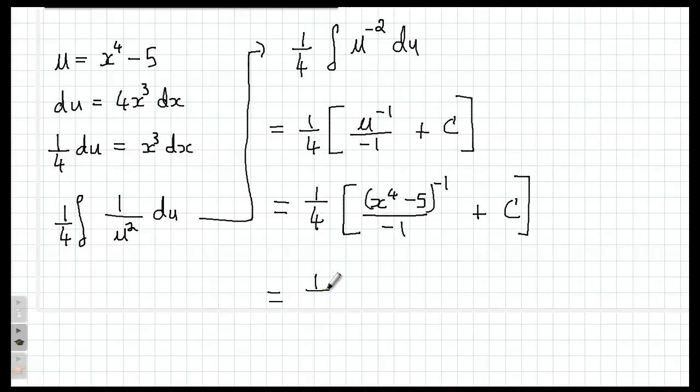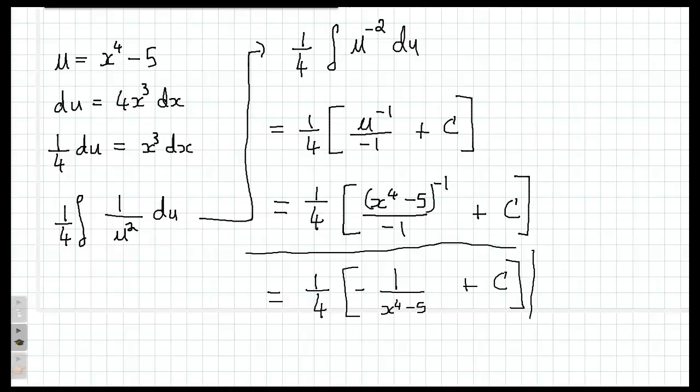Now I'll get 1 over 4 multiplied by, well, this negative 1 can just go outside as a negative, and this here would be 1 over x to the power of 4 minus 5, because it's to the power of negative 1, so it just drops down to the denominator, and plus c here. Now I could distribute this quarter inside, but I'm just going to leave it like this. I think it looks cleaner this way.